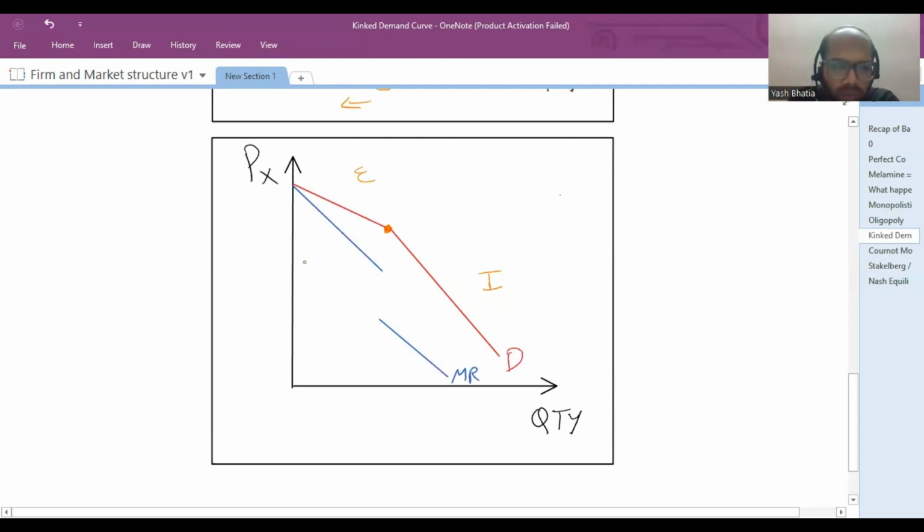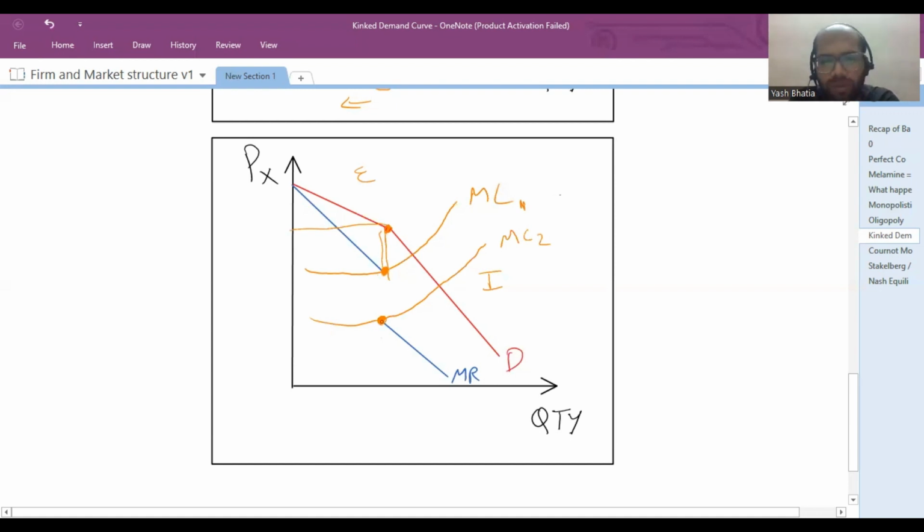So if we draw the MC curve like this, this would be the equilibrium price. If you are operating at MC, let's say MC1, and you are operating at a price below this one, here let's say there is a gap in MC. This is MC2. Still, this is MC.